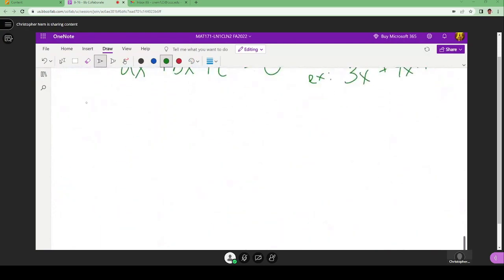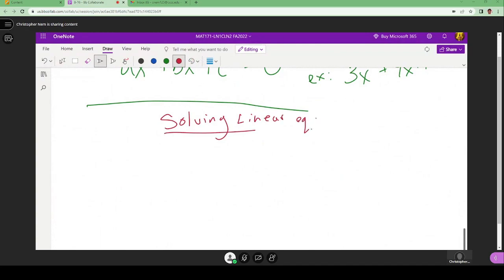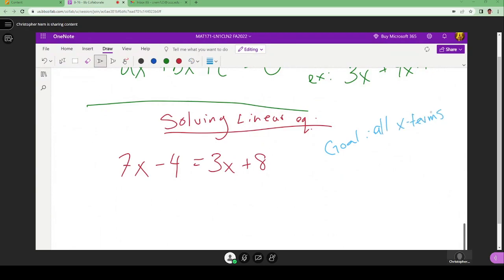Now, we need to move on to solving linear equations. Let me give you an example of one. You might see 7x minus 4 equals 3x plus 8. When you're dealing with a linear equation, you always have to know what your goal is. In our case, our goal is to have all the x terms on one side of the equation and isolate it.